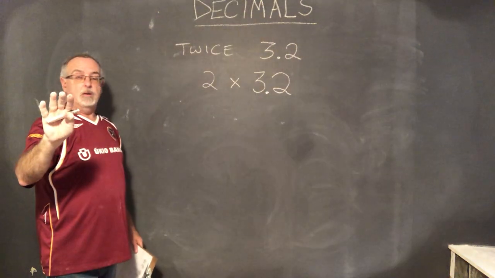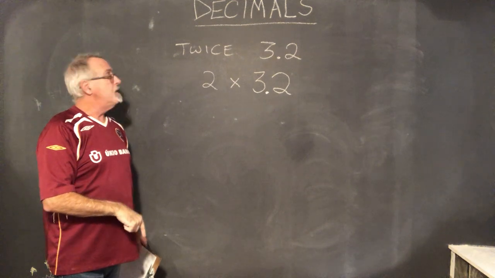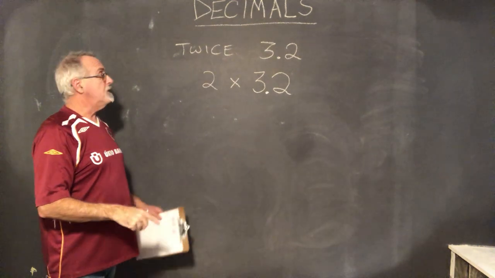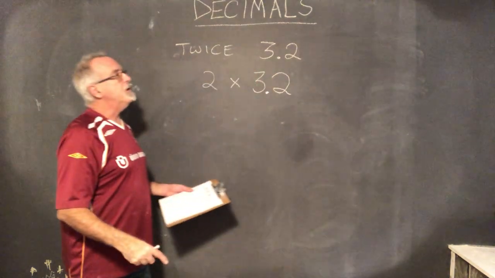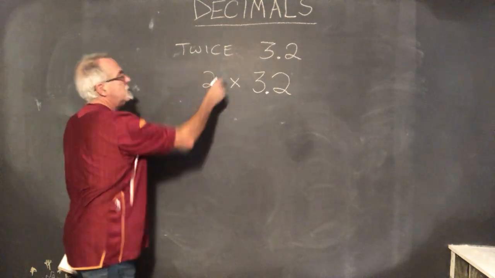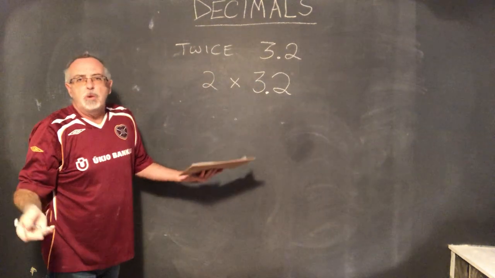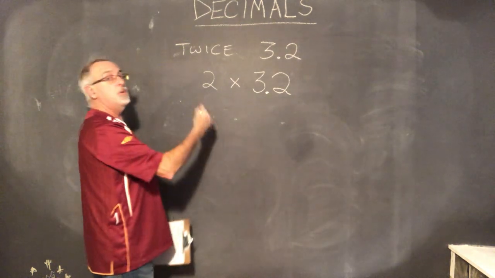2 times 3.2. Now, I promise you, I didn't know I was going to do that. But I like it. This whole step forward once, step forward twice means I stepped forward 2 times thing. I love it. I have to remember that. Okay, so twice means 2 times. So I'm back to just one of the easier ones. We were doing these 15 minutes ago.